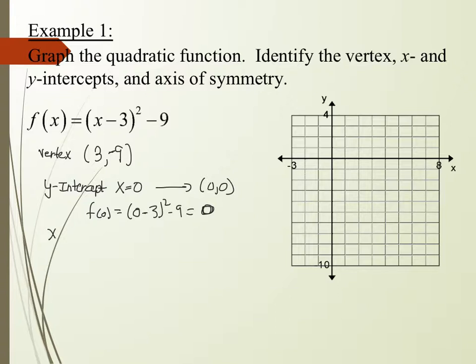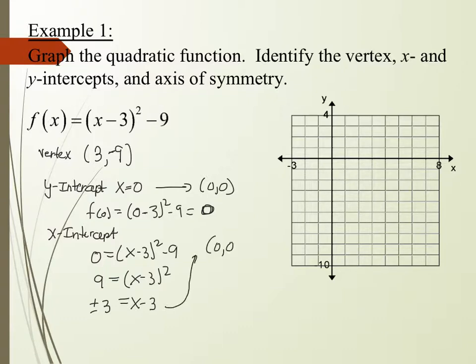The next step is the x-intercept. Well, in this case, we let y equal 0. So that means 0 is equal to x minus 3 squared minus 9, or 9 is equal to x minus 3 squared, or plus or minus 3 is equal to x minus 3. And in this particular case, the x-intercepts are at 0, 0, or they are at 6, 0. Actually, I have it reversed here. Sorry.